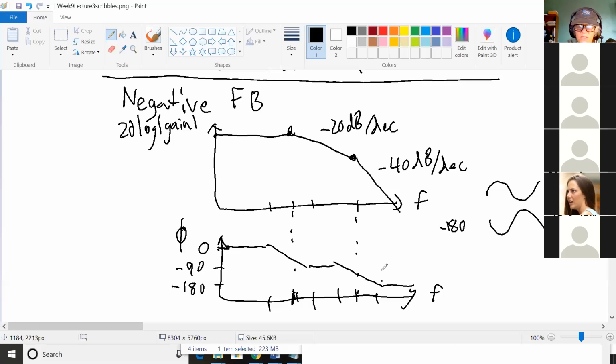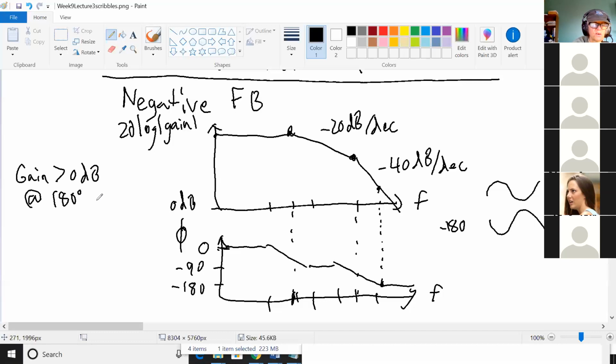The rule for Barkhausen's is, if you draw a line up, let's call this 0 dB, if you draw a line up from the 180 degree phase shift point, you see, is the gain greater than 0 dB at 180 degree phase shift? And if it is, this circuit is probably not going to work.